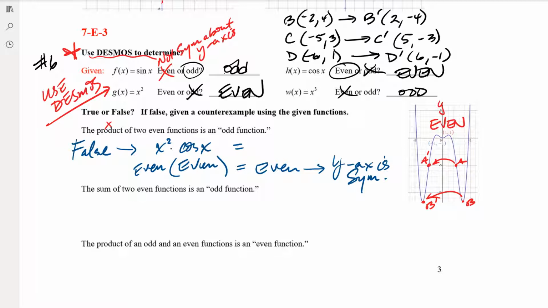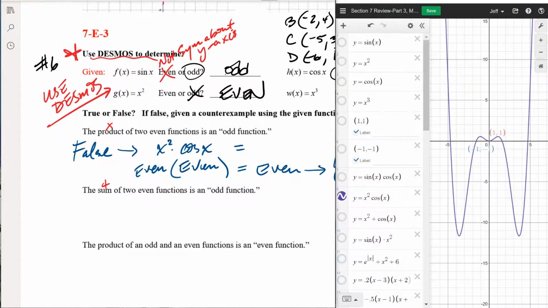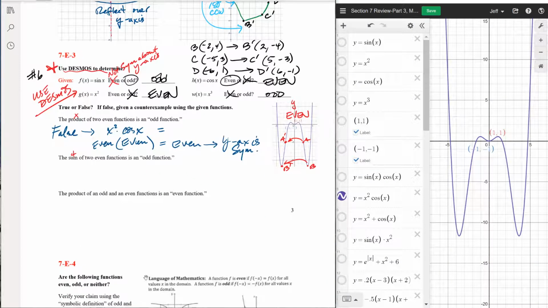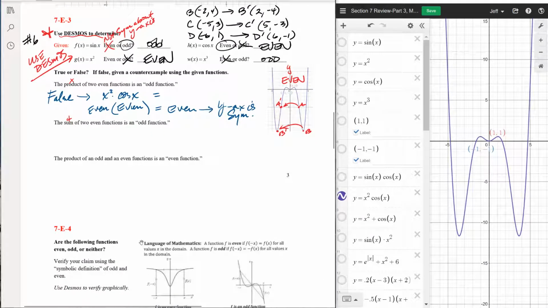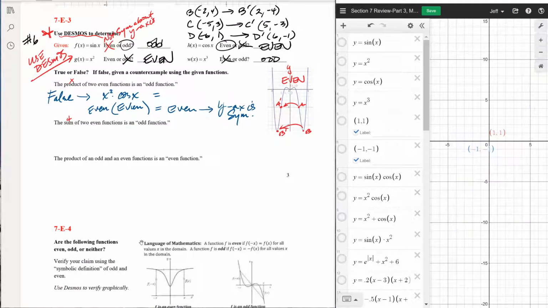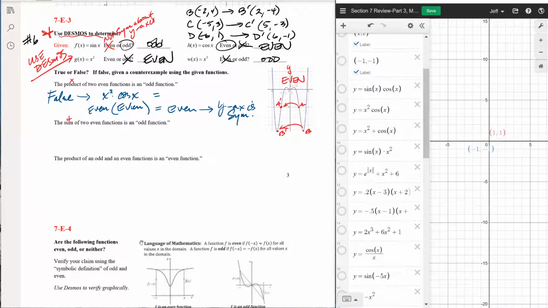Okay, now is a sum of two even functions an odd function? All right, so I can't use this prior example here. I've got to add the functions. Sum means you add, not multiply. So make sure you do the right thing. You've got to know the vocabulary here. So this function's not a good example to look at here. So let's add two functions.